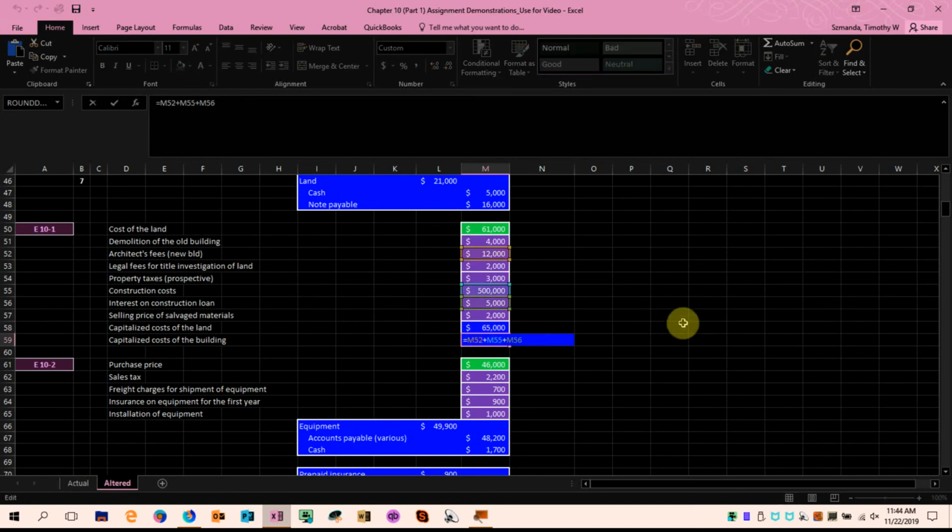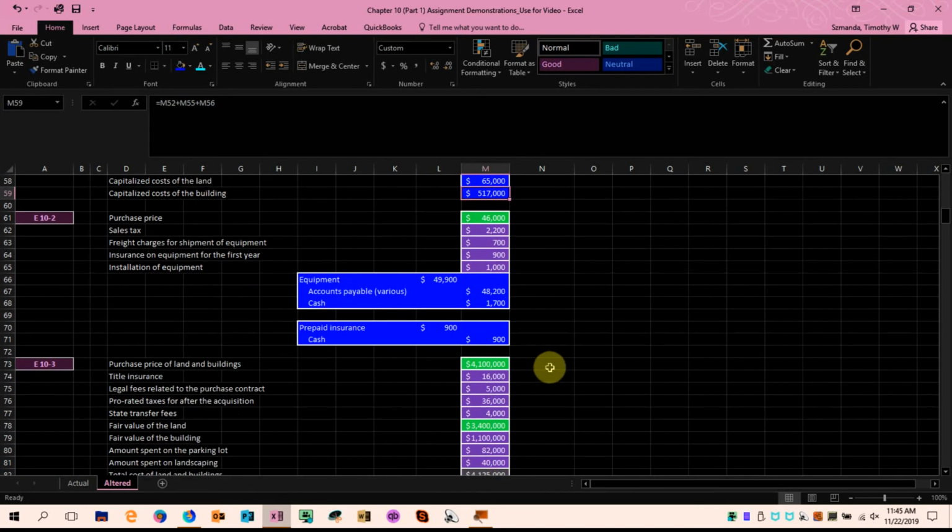Next is the building, the new building that they built. All right, so we're going to have the architect's fees. That relates to the new building. We'll have the construction cost brought in of $500,000. And then we're also going to add in the interest on the construction loan. All those together will give you $517,000 using my altered data as the cost of the building that will go on the books.